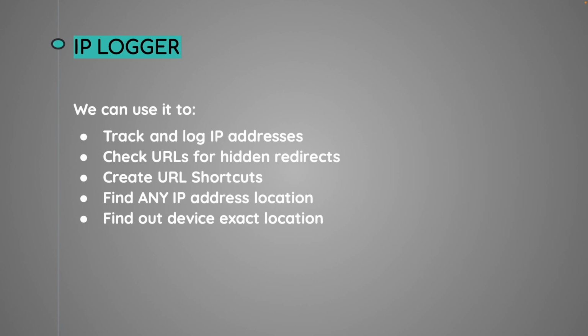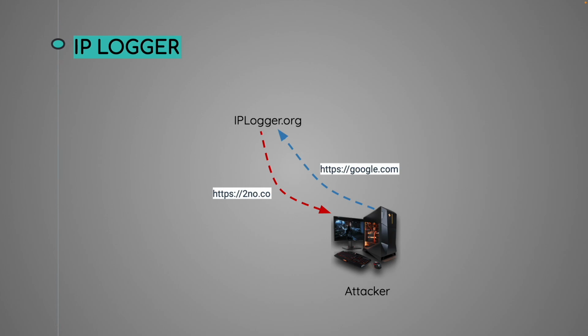Now let's take a quick look at how the location tracker works. So here we have the attacker machine, in which they would go to iplogger.org and generate a URL shortcut. In this example, we are using google.com, and IPLogger is giving us back this shortened URL, which is 2no.co. So basically, if anyone clicks on this shortened link, they will be redirected to google.com, and that's the whole idea of the link shortener.